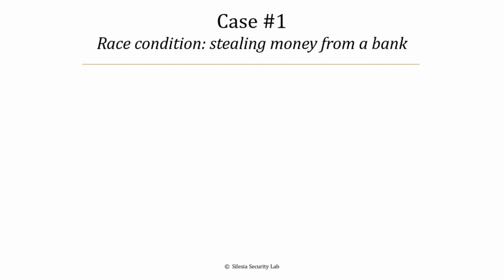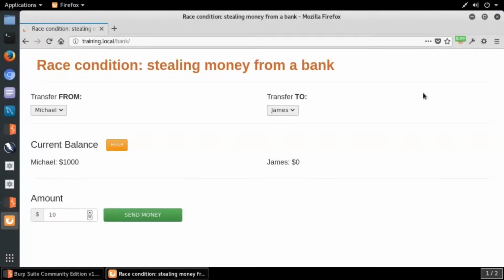But to show you how it works and to show you the power of race condition exploitation, I need to have a demo, and I have one. And my demo is located at training.local/bank in my testing environment. So let me go there right now and let me show you how this attack works step by step. Okay, here is my demo.